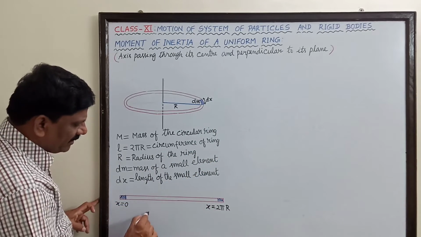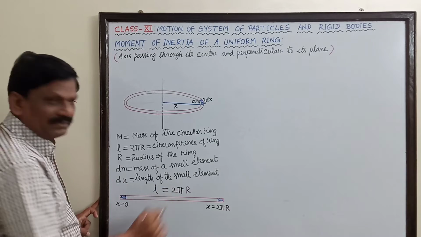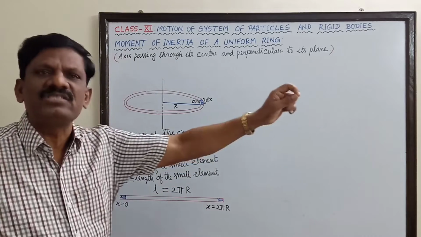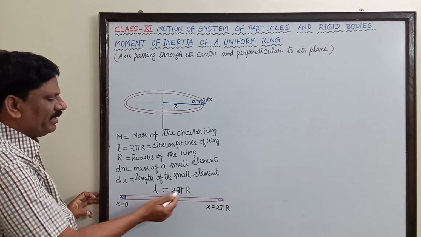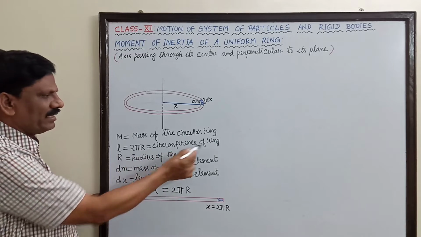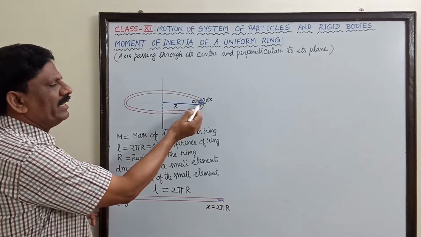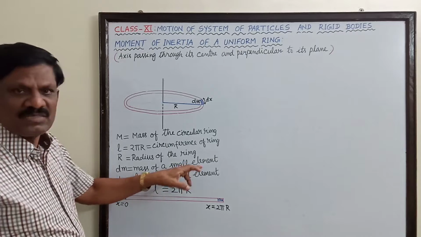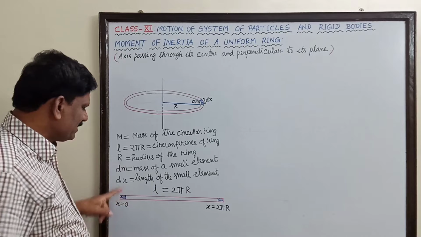So what will be its length? Its length will be equal to 2 pi r. I cut somewhere and stretch this into a straight wire or rod, so that its length L is equal to 2 pi r, that is equal to the circumference of the ring. Now this small element has a mass dm.